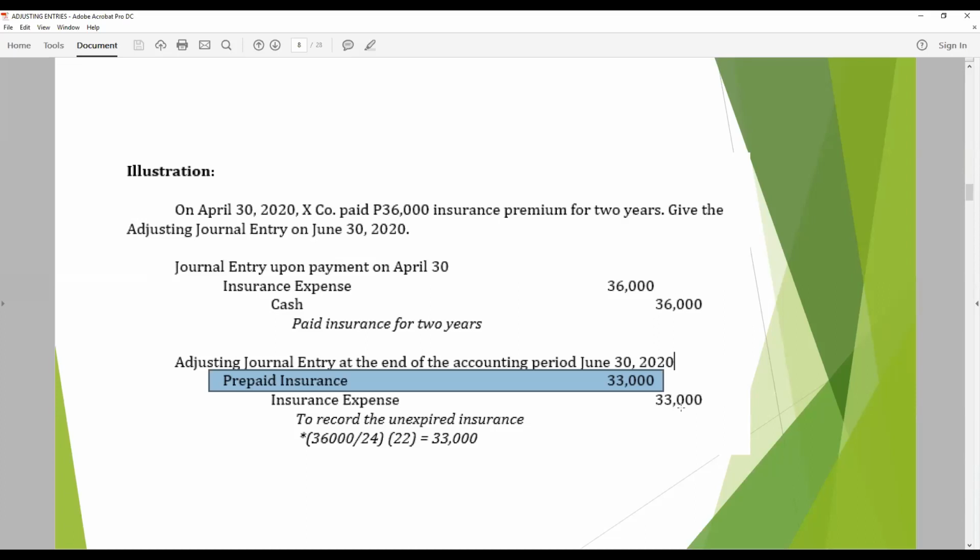So, dapat alam nyo yung difference kung asset method ba or expense method ang ginamit ng client when recording prepayments. Okay, so clear ba kayo dito sa two methods or na-gets nyo ba or may question kayo? May doubts? Gets lang, ma'am. Gets lang so far? Okay, good.